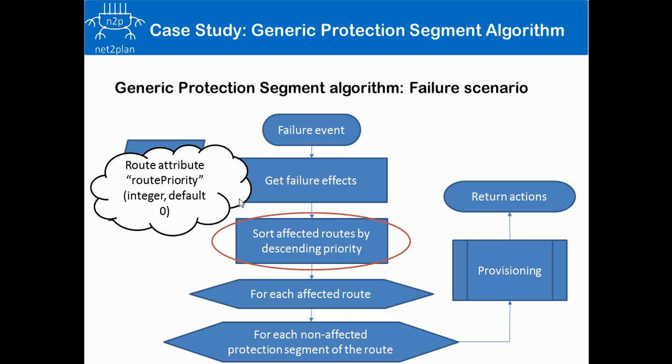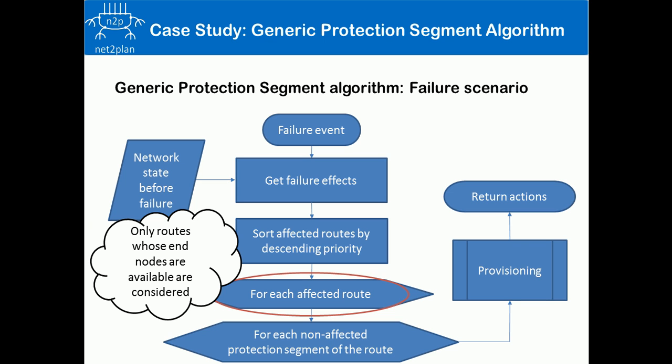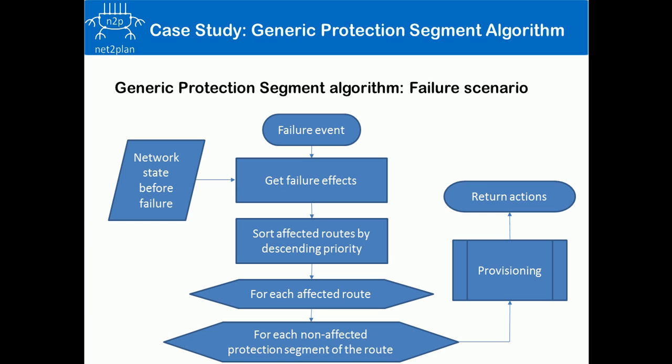Once all the routes have been sorted, the algorithm will analyze each one of them. It's important to note that only routes whose end nodes are available are considered. That is, because if an end node is not available, no traffic can be received. Then, for each one of the affected routes, the algorithm will check all of the protection segments that are not affected assigned to that route. Then it will take some actions. I will explain this on the next slide, and those actions will be returned to the kernel of Net2Plan to be processed.